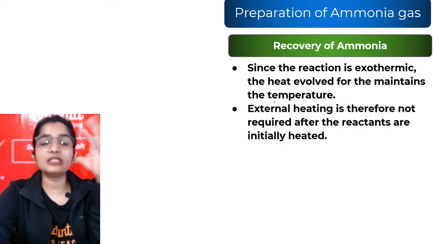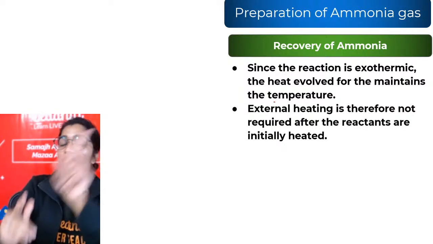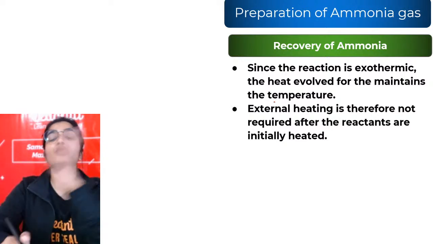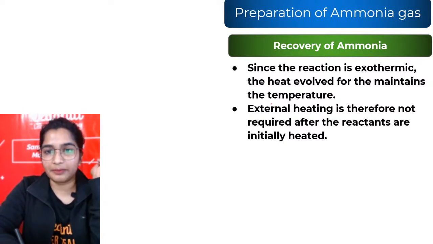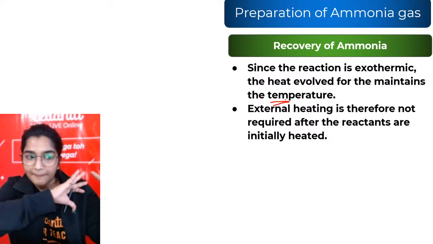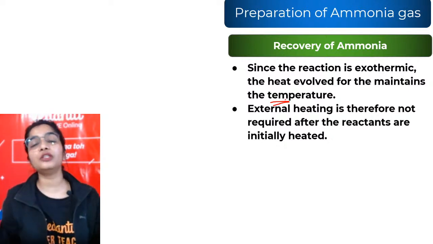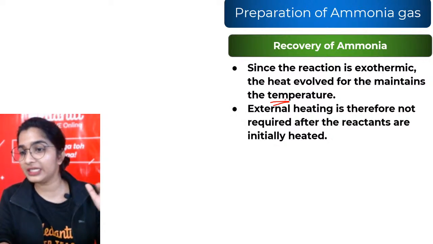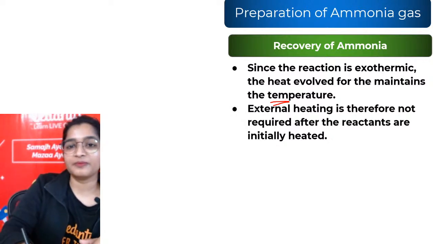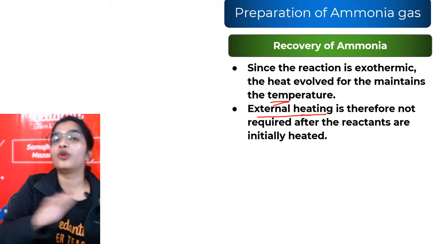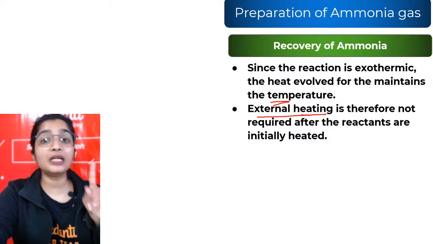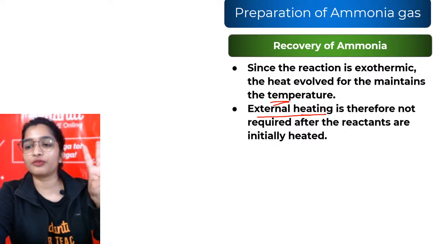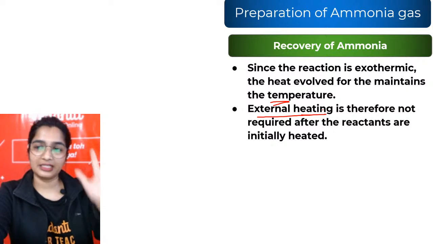Okay. So since the reaction is exothermic, so the first point I told you, heat energy will be evolved along with the products. So that heat evolved will maintain the temperature. Okay, but at the beginning of the reaction, you need to make sure that the temperature is around 450 to 500 degrees Celsius. So external heating is therefore not required, but the reactants must be initially heated. What should be the temperature? 450 to 500 degrees Celsius.